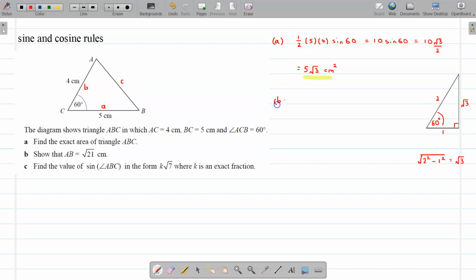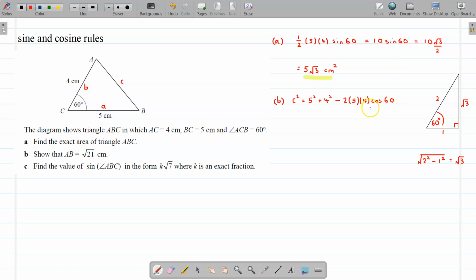So for question B, I can say that c squared equals a squared plus b squared, which is 5 squared plus 4 squared, minus 2 lots of 5 times 4 times the cosine of the angle that's opposite the side we want. So it's a very straightforward substitution into the formula.